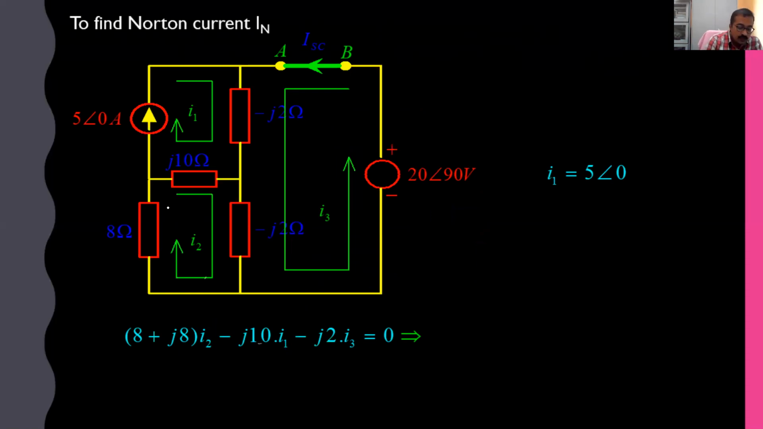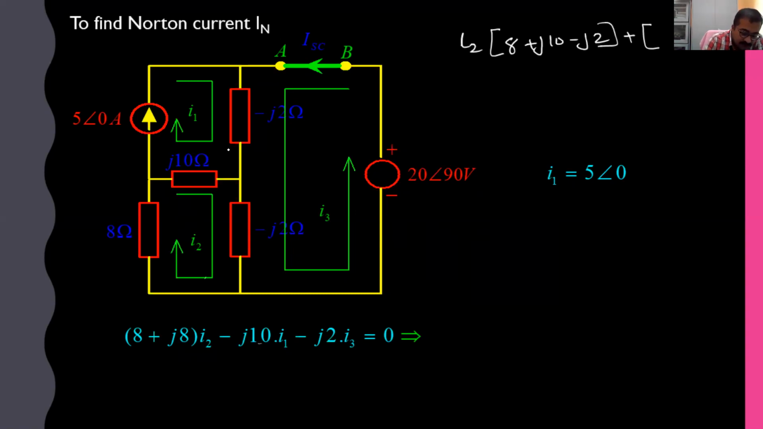Let me repeat. How can you write this? First you write the terms corresponding to I2, I1 and I3. So I2 is flowing through what? I2 into 8 plus J10 minus J2. Okay, then the next term: if you consider the J10 ohm, I2 is from left to right.